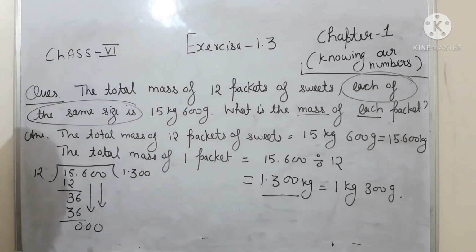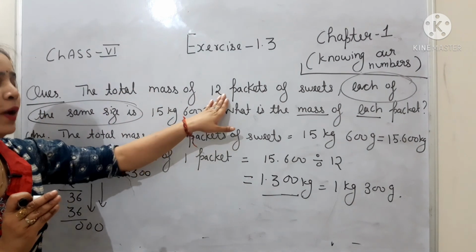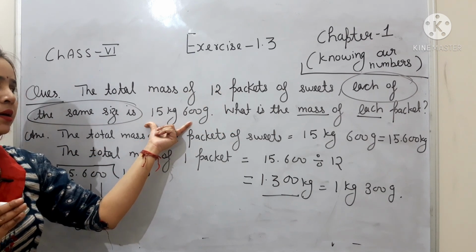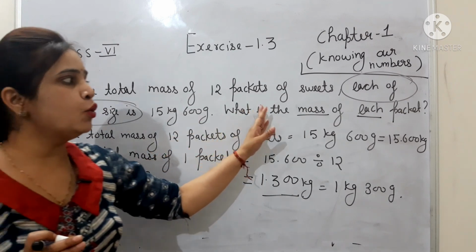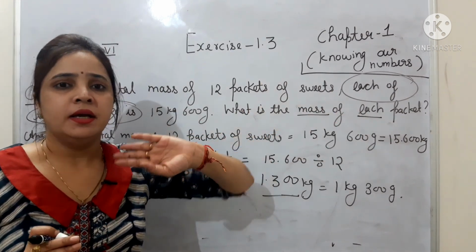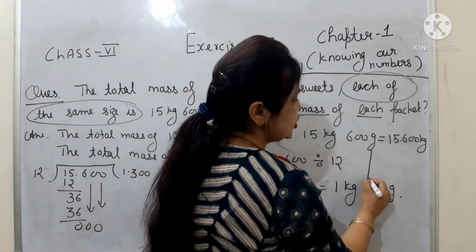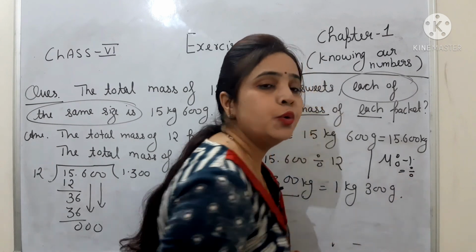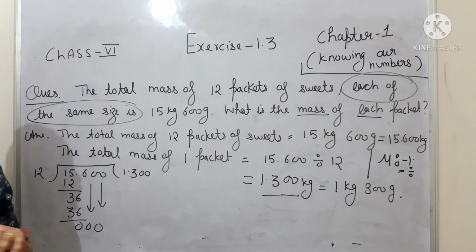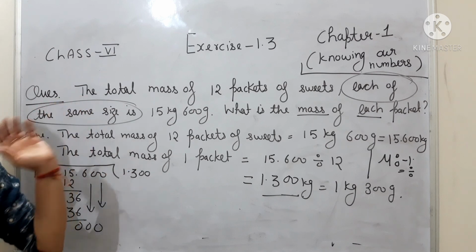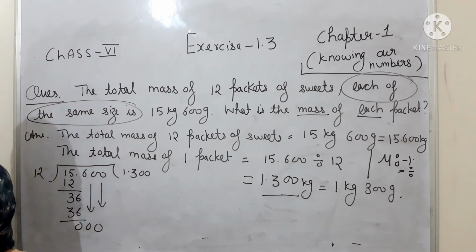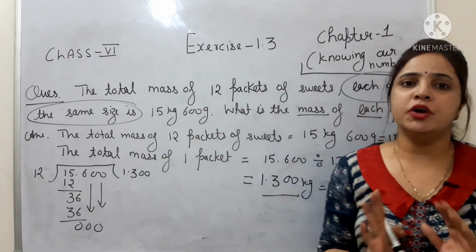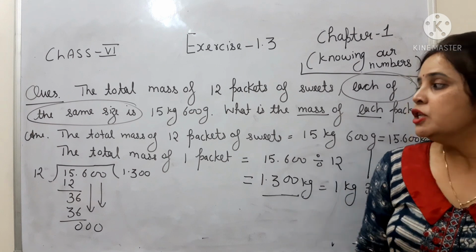Now from the question it is very clear that the total weight of the 12 packets is 15 kg 600 gram. Now what you have to do is calculate the weight of each packet. Now see students, whenever there is a relationship like this, going from many to one, what you used to do is divide. The weight of 12 packets is given to you, and you have to calculate the weight of 1. Whenever you have to calculate the value of 1, you have to divide only. Clear? So how to proceed?